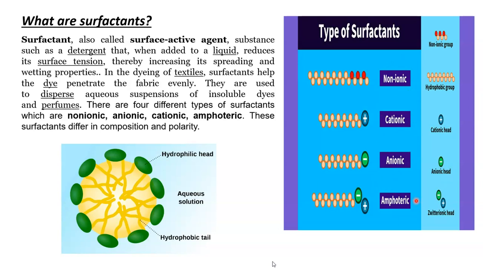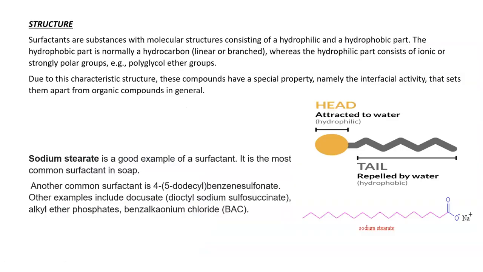So these surfactants differ in the composition and the polarity. As you can see, the cationic has a positive charge, the anionic has a negative charge in the hydrophilic part, and the amphoteric has both positive and negative charge. Okay, now moving to the structure of the surfactant. Surfactants are substances with molecular structures consisting of a hydrophilic and a hydrophobic part, where the head part is hydrophilic, that is attracted to water, or you can say water loving, and the tail part is hydrophobic, that means repelled by the water.